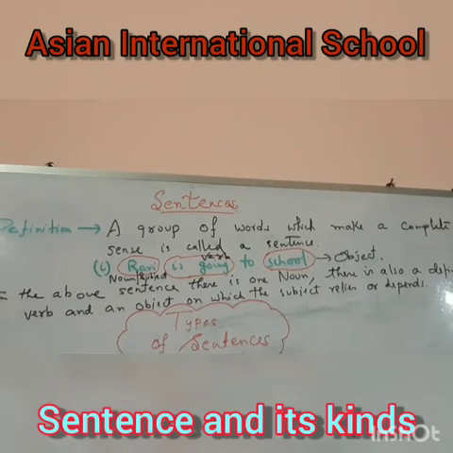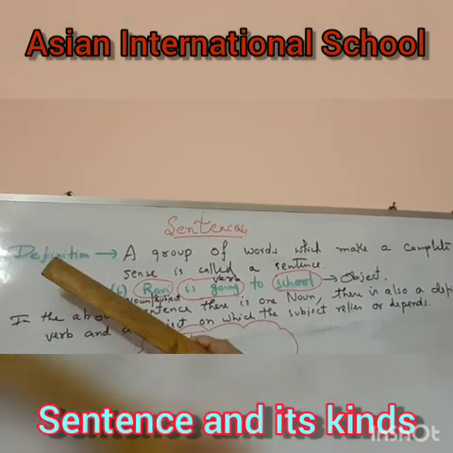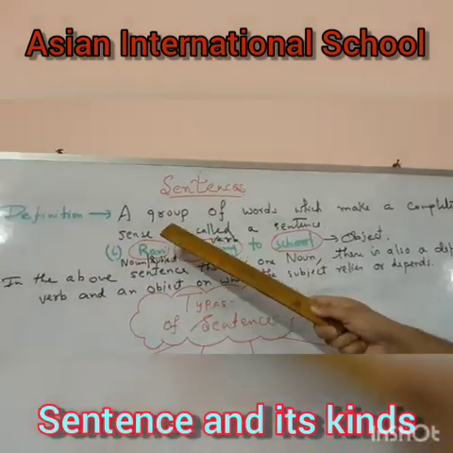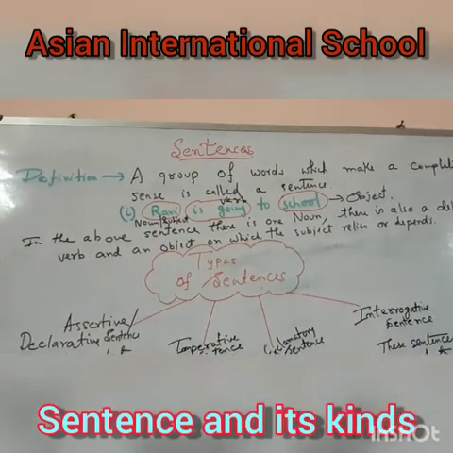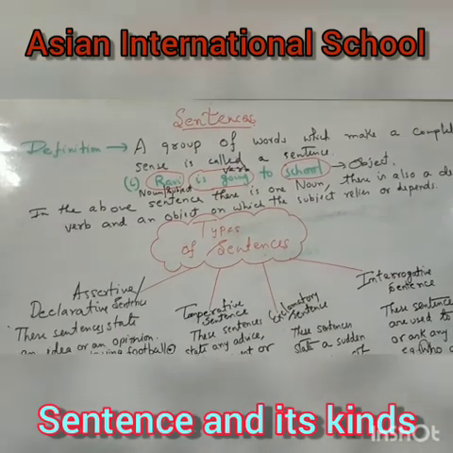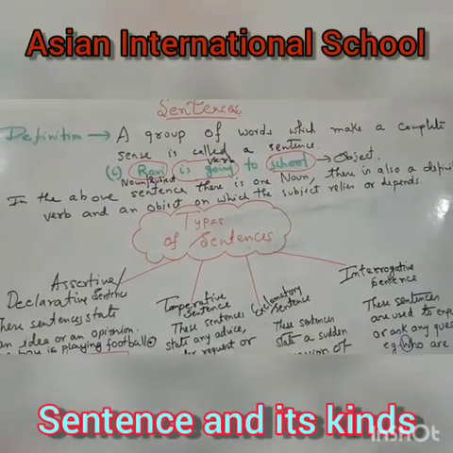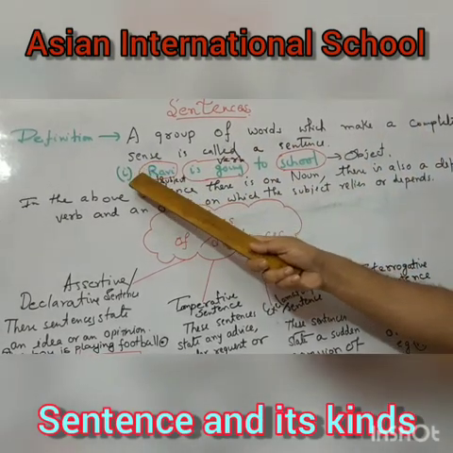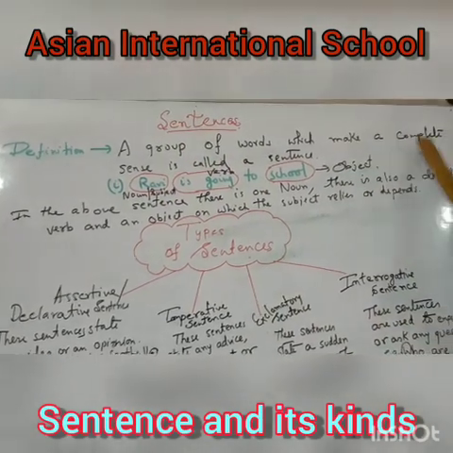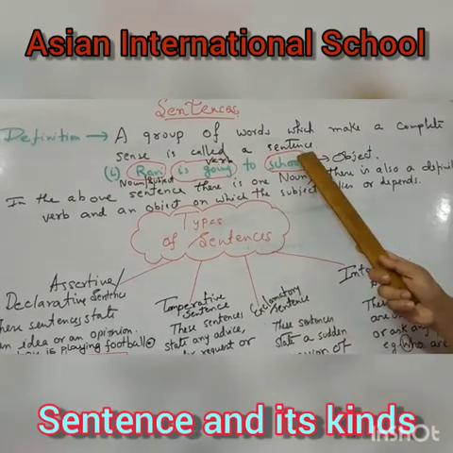First we need to know about the definition of sentences. A sentence is a group of words which make a complete sense. Therefore, it states that the words must be in sync. The words must be interlinked with one another and must make a complete sense. So a group of words which makes a complete sense is called a sentence.